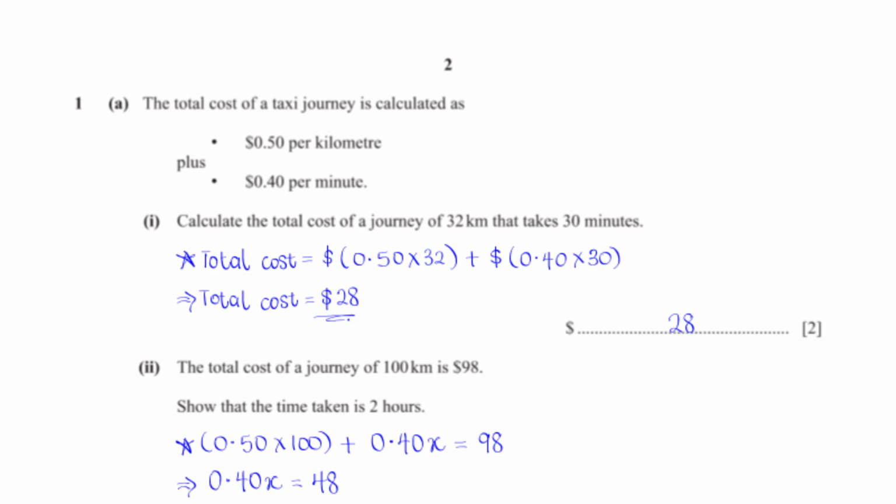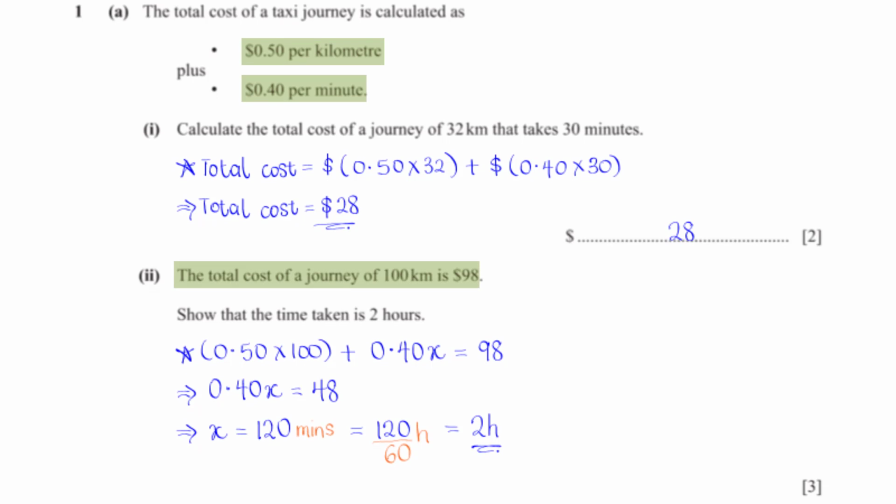The total cost of a taxi journey is calculated as $0.50 per kilometer plus $0.40 per minute. Calculate the total cost of a journey of 32 kilometers that takes 30 minutes. So in this case, the total cost will be the cost per kilometer, which is $0.50 times the number of kilometers traveled, which is 32, plus the cost per minute, which is $0.40 times the number of minutes for the journey, which is 30 minutes. And so when we type this into the calculator, we get a total cost of $28.